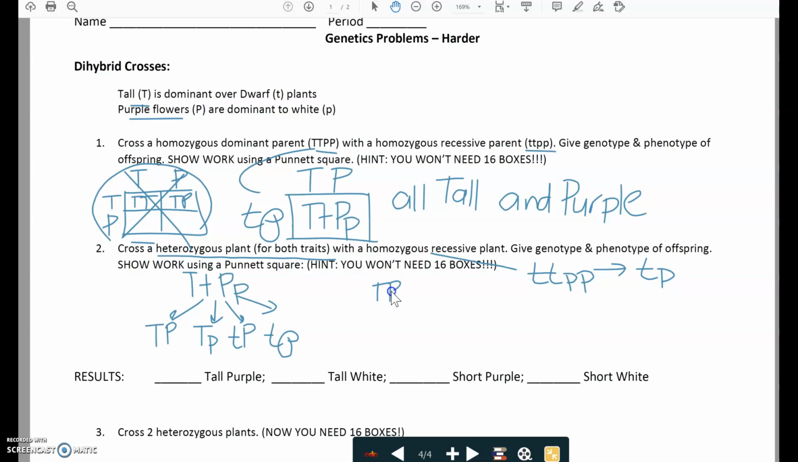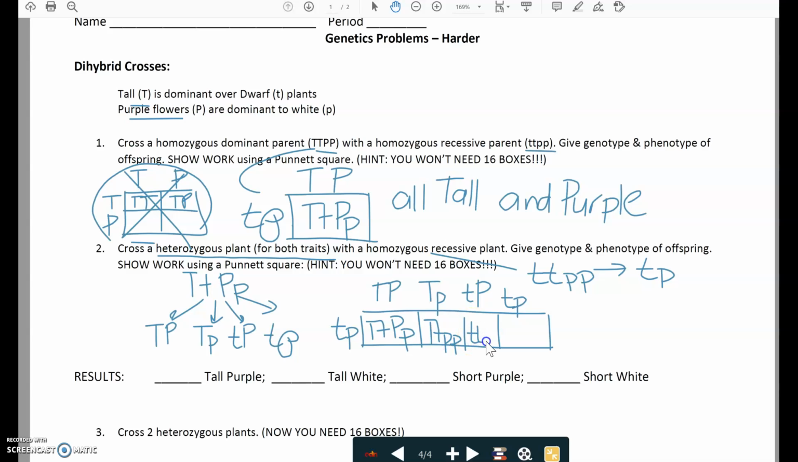We have to put 2 letters over each box now, not just one, because we're looking at 2 traits. Little t with big P, little t with little p. And the other parent can only give little t and little p. Now we put our letters back together and we write down what color they're going to be. So this one would be tall and purple. This one would be tall and white. This one would be dwarf and purple. And this one would be dwarf and white. In other words, we would get 1/4 chance of each of these possibilities.